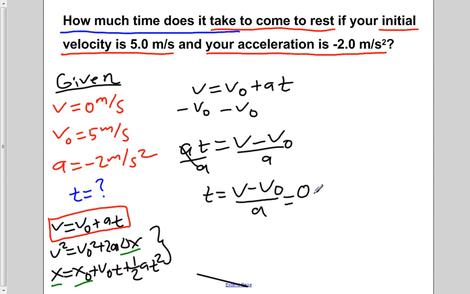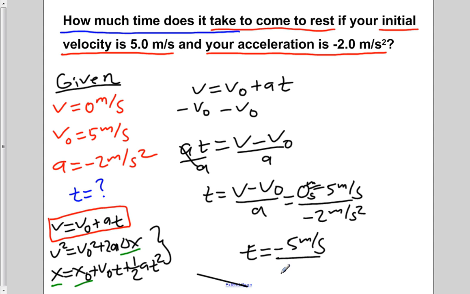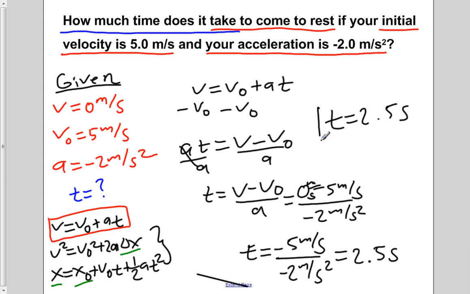Which we can now plug in our given values to solve for this. So we got v, our final velocity, is 0. Our v0 is 5 meters per second. And our acceleration is -2 meters per second squared. So this would give us a time of, if we carry out the subtraction here, -5 meters per second divided by -2 meters per second squared, which would give us a total of 2.5 seconds. So our time is 2.5 seconds.